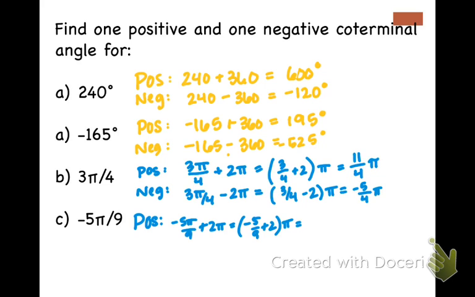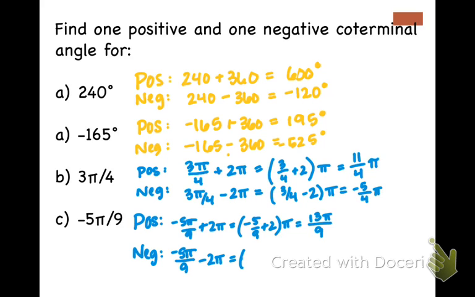But I think it might be a little bit easier in your calculator. And you should get 13 pi over 9 for my positive coterminal angle. And then for the negative, we're going to subtract. So negative 5 pi over 9 minus 2 pi.